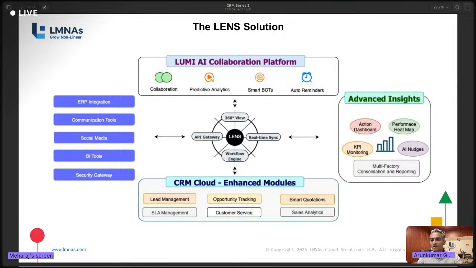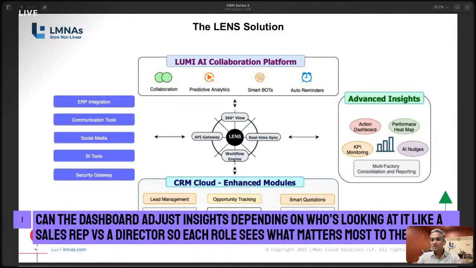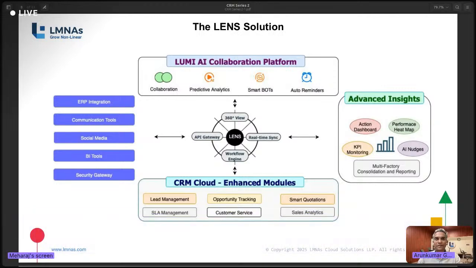Chat: How well can the dashboard adjust insights depending on who is looking at it, like a sales manager? Yeah, the dashboard, yes, it could. It's a role based thing as well. You could configure dashboards per person as well as per managerial view, and similarly you can also simply filter the sales dashboard based on the team member.